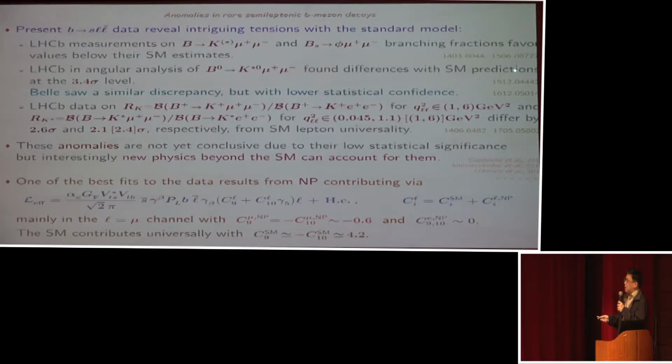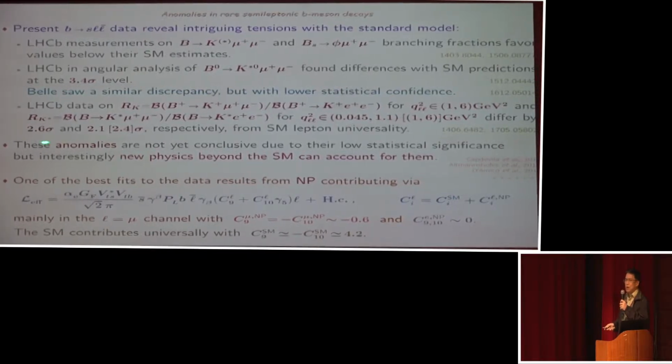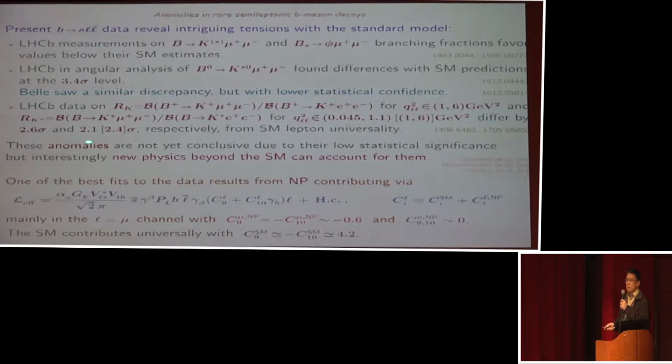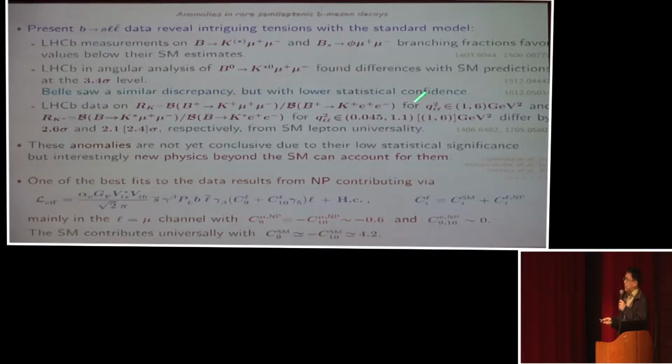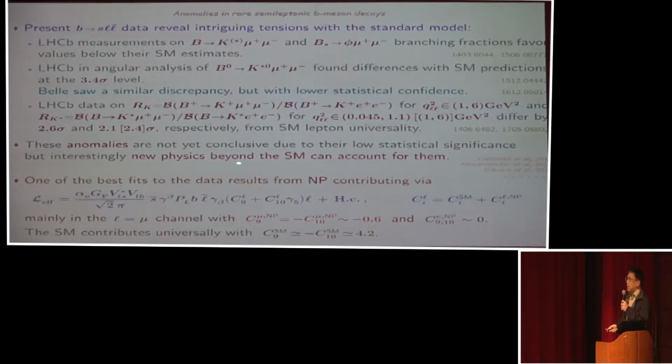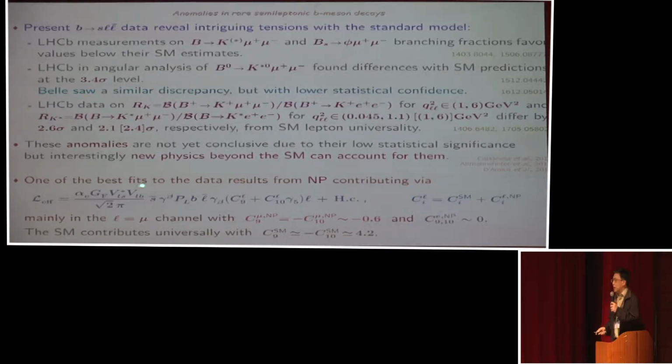But interestingly, after these measurements, a number of people did global analyses of the B to SLL data, and they showed that new physics can account for these anomalies probably at the 4 sigma level. But we have to wait until we have more data to make more conclusive statements about these anomalies. But it's interesting that new physics can account for these anomalies. And so after these measurements and this analysis, many theory papers have been written to discuss some possibilities. And so in this case also, we assume that these anomalies come from new physics.